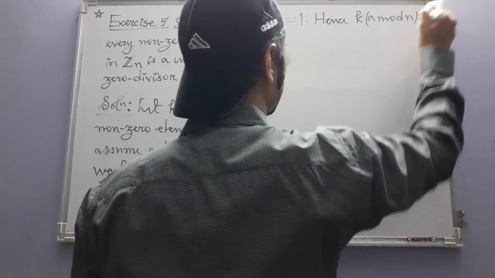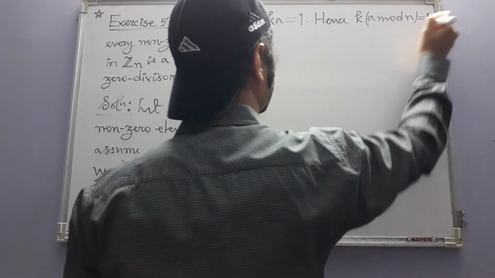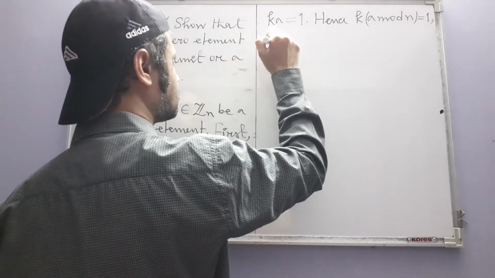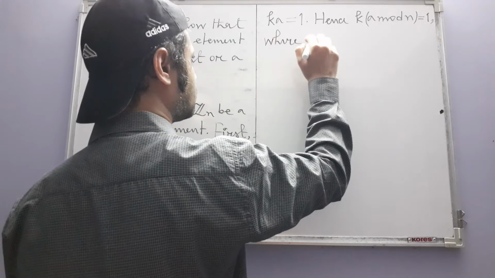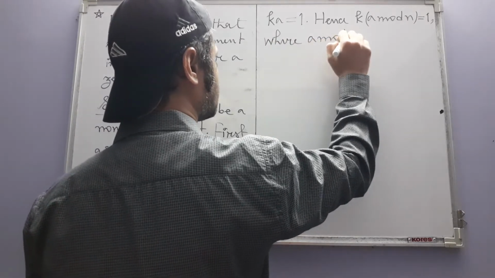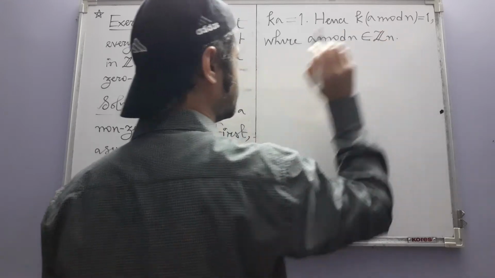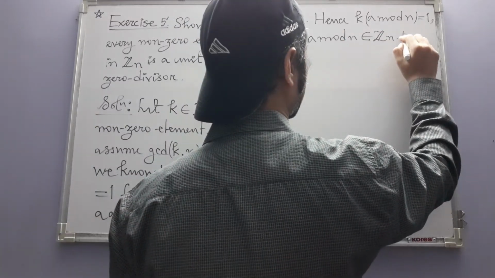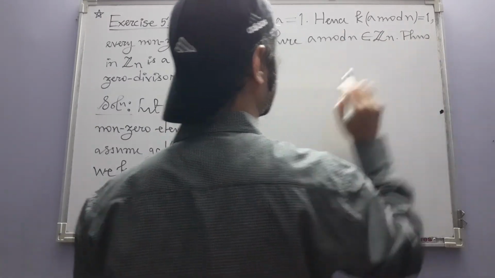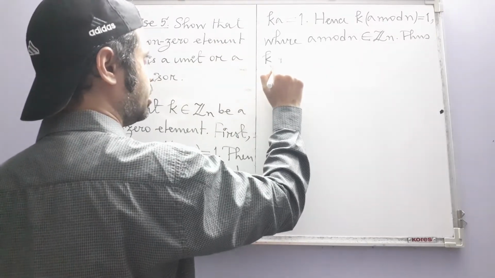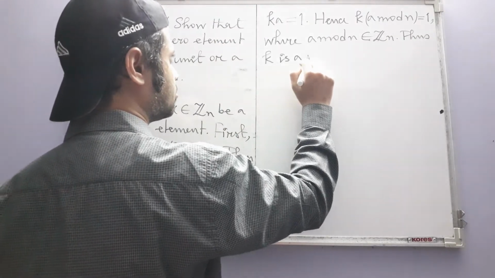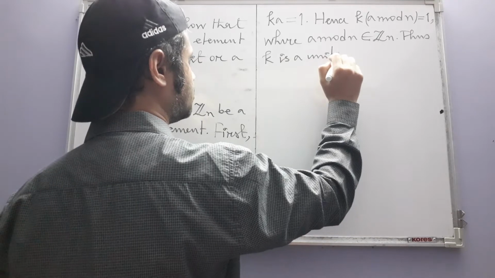where a mod n belongs to Zn. Thus k is a unit.